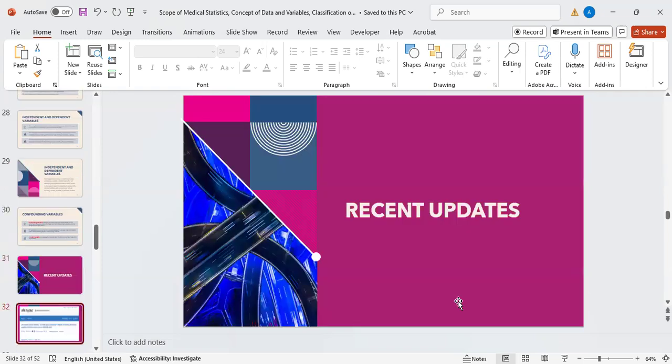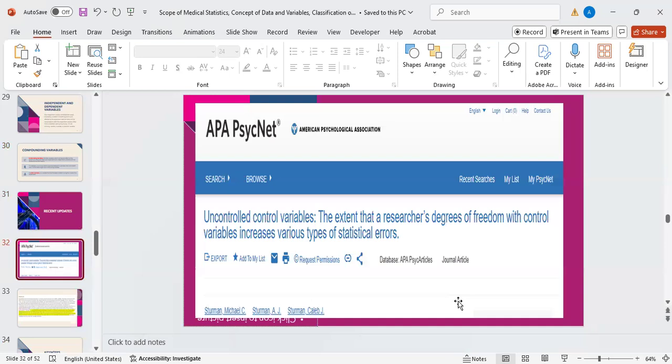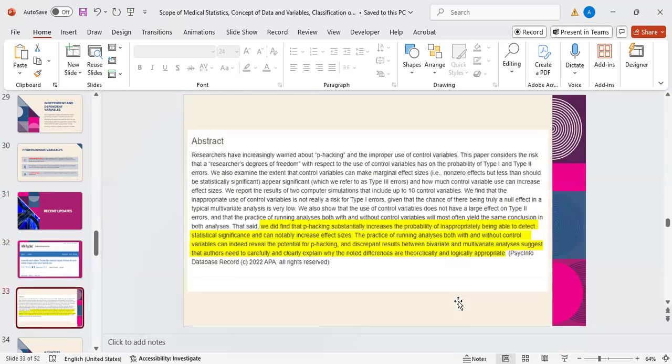Now coming to recent updates. Our first article is Uncontrolled Control Variables. The extent that a researcher's degree of freedom with control variables increases various types of statistical errors. Researchers have increasingly warned about p-hacking and the improper use of control variables. This paper considered the risk that a researcher's degree of freedom with respect to the use of control variables has on the probability of type 1 and type 2 error.